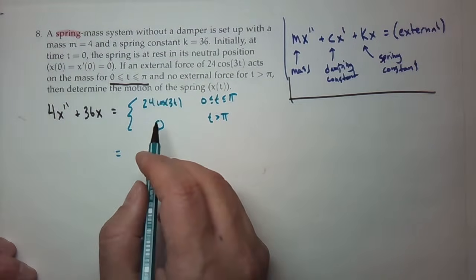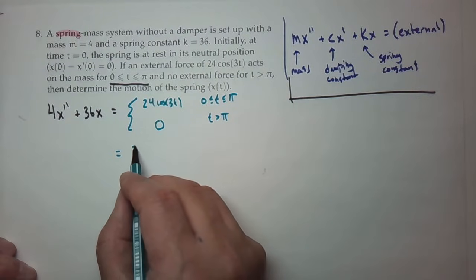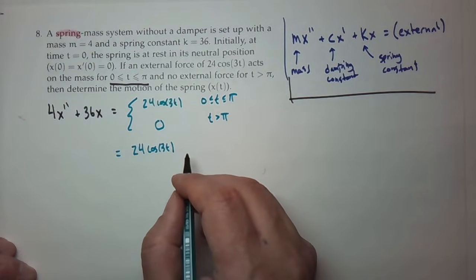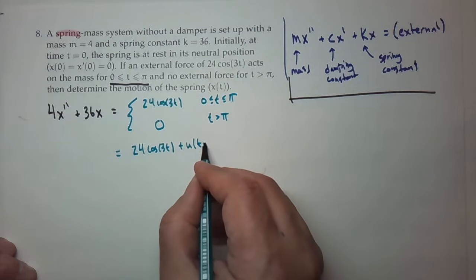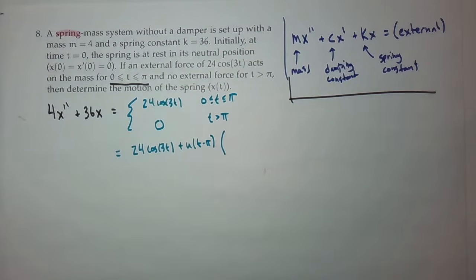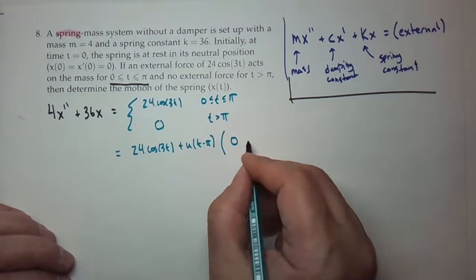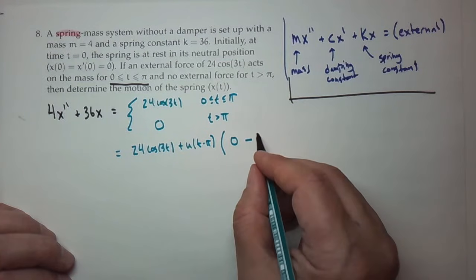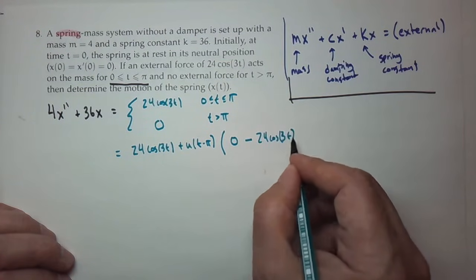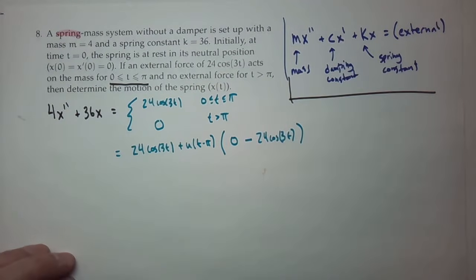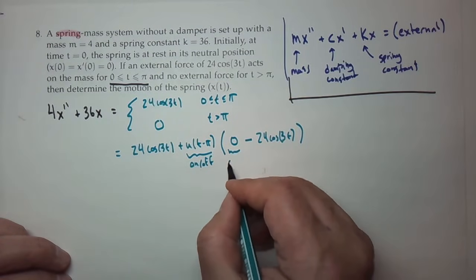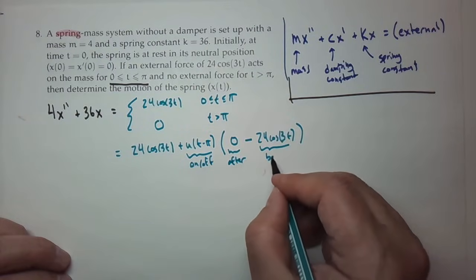Well, you start with the initial behavior. What's the initial behavior? It's 24 cosine 3t. Where do we change behavior? At pi. So we have u of t minus pi. What's our behavior after pi? 0. What's our behavior before pi? 24 cosine 3t. Yes? Right? We have our on-off. We have our after, where we turn off. We have our before, which we turn on.